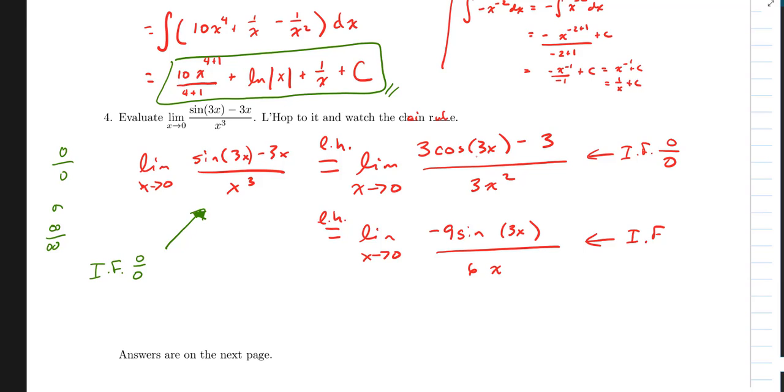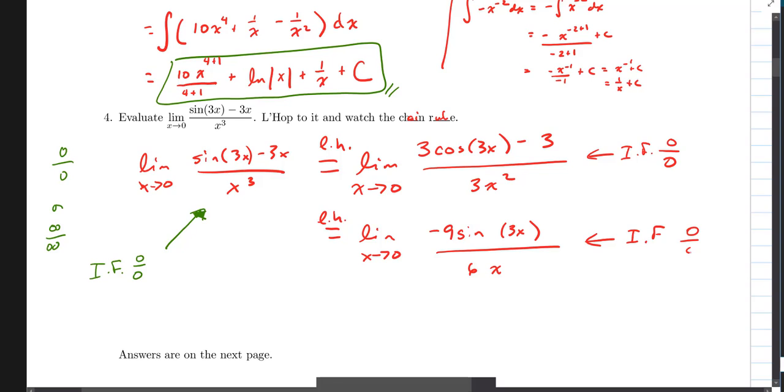So this still has the indeterminate form 0 over 0, but I can see the light at the end of the tunnel. We apply L'Hopital's rule one more time, and we get minus 27 cosine of 3x all over 6. And now if I apply direct substitution, I get minus 27 over 6, which reduces to negative 9 halves.